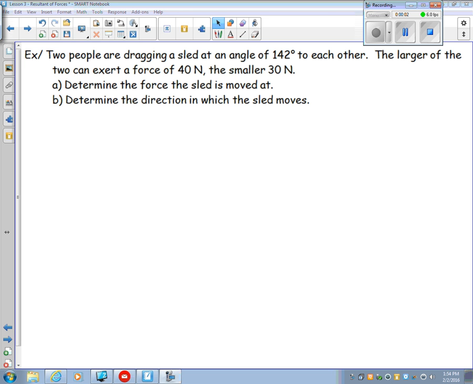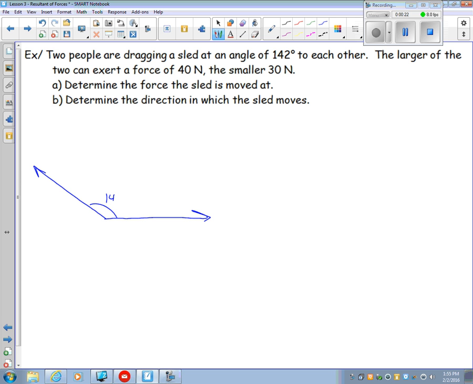Okay, so we're just going to take a look at the last example here. It's like the one we just did a second ago, so hopefully you've given it a try to see if you can figure out how this vector addition and resultant stuff works. In this case, we have two people dragging a sled, but they're kind of having a tug of war. They're at 142 degrees to each other. So one's going this way, and the other one's going this way, right?